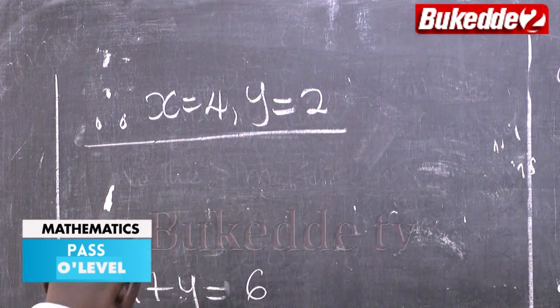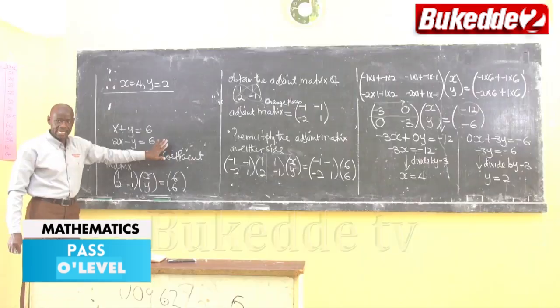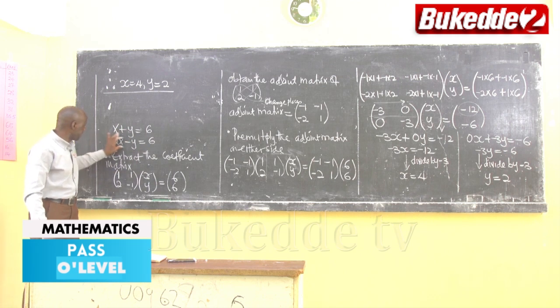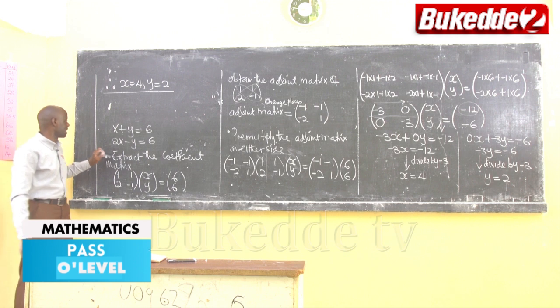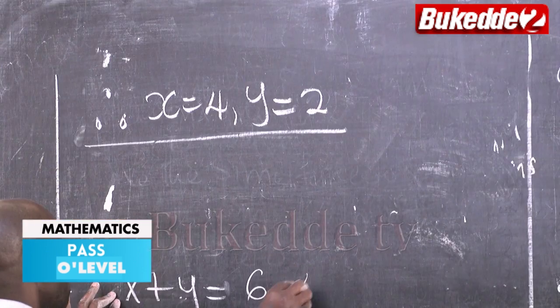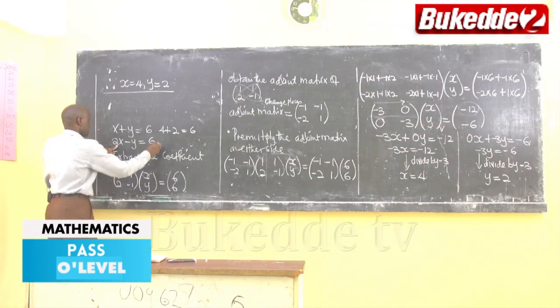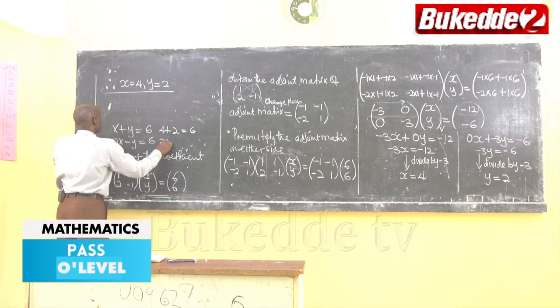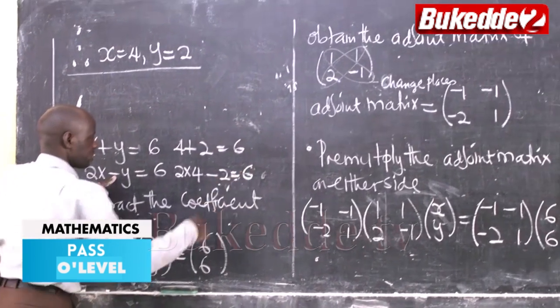That is your solution, which you can bring and paste in this equation to prove the validity of your answer. So here we are going to have 4 plus 2, which is actually equal to 6. Whereas here we are going to have 2 times 4 minus 2. So we are okay.